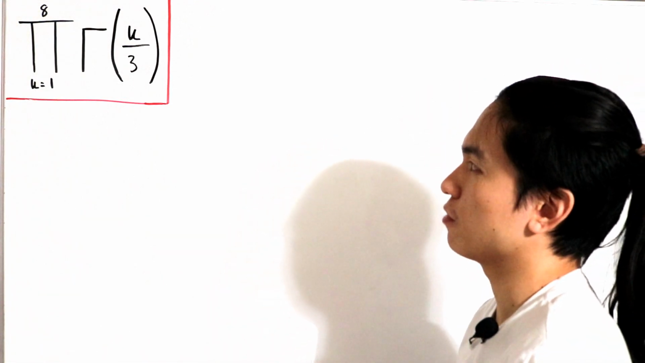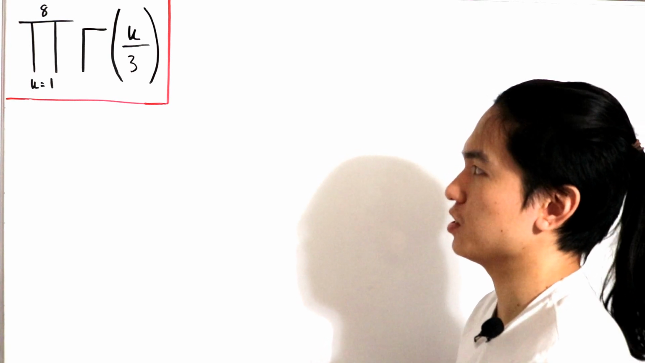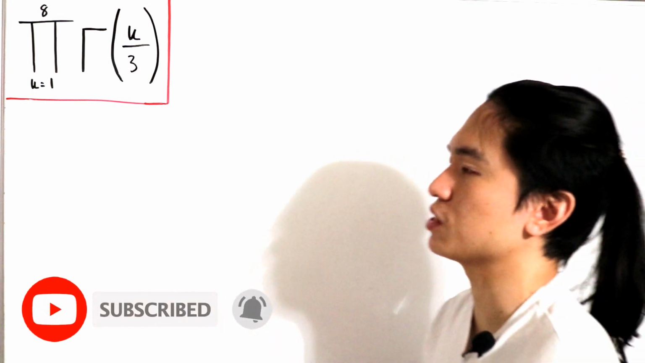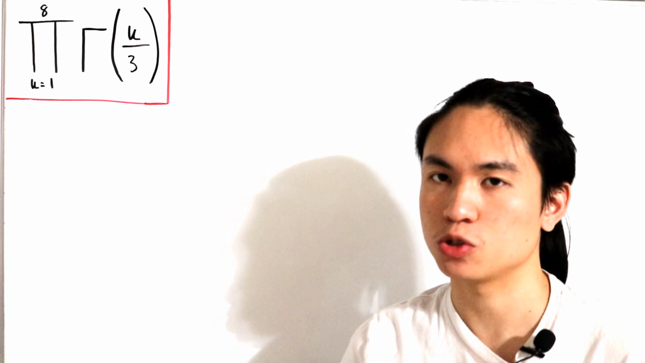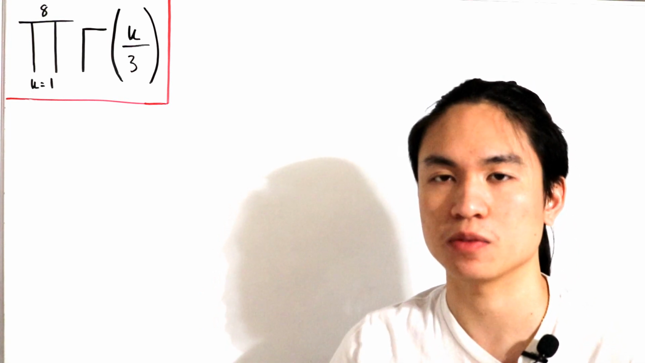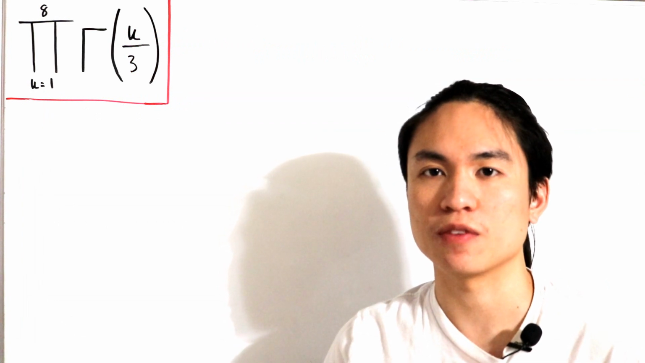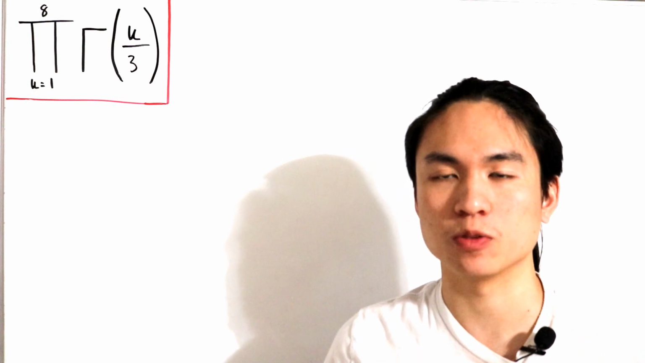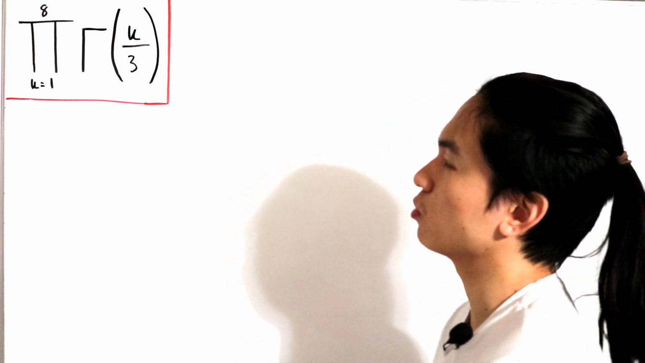Here today we have a partial product series of gamma of k over 3, where our index k is equal to 1 and our upper index is 8, and we want to evaluate this series. Interestingly, if you plug this into Wolfram Alpha, it only gives you two things: the decimal approximation and the series expansion. That doesn't give you much, because we want to find the exact value, and the decimal approximation doesn't tell you if there is some closed algebraic expression that is defined to be the exact value. So that's what we're trying to do here.